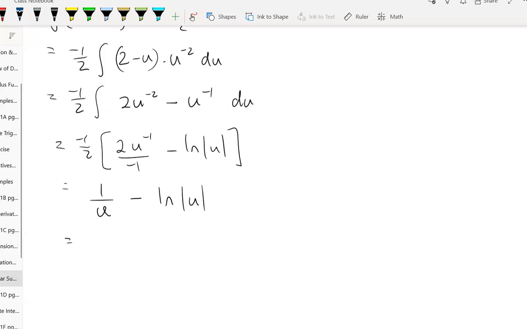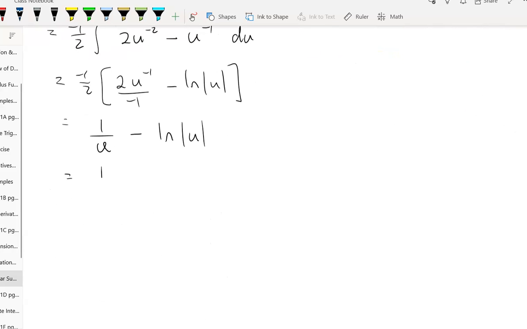And then we just put back in what our u value is. Well, u was 1 minus 2x, so it's going to be 1 over 1 minus 2x minus ln of 1 minus 2x plus c. Oh, I forgot the half. Sorry, my mistake. So that's actually going to be, I forgot the half in this term. I'll just put that in right now. There we go. So the minus and the minus cancels to become a plus, and we get that.